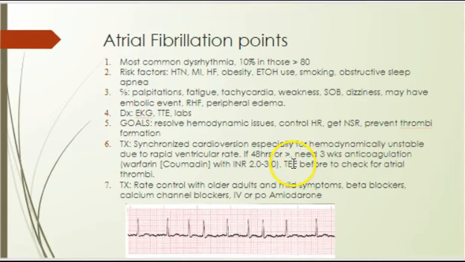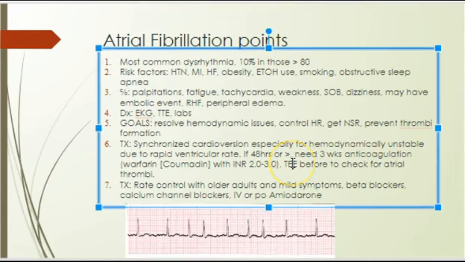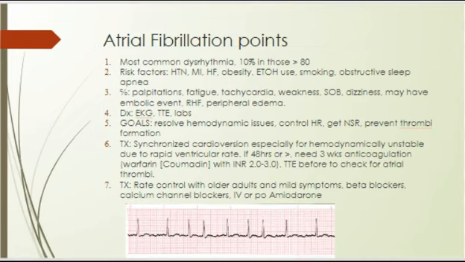If they don't come in and get checked right away, if it's been 48 hours or more, they're going to need to have that Coumadin treatment of 3 weeks before you do anything to correct that rhythm. Then they're still probably going to have a transthoracic echo beforehand to check for atrial thrombi.